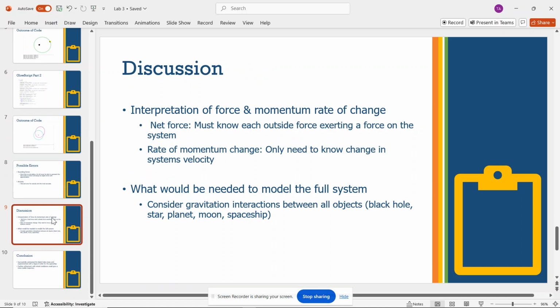And for the last question, what would be needed to model the full system? We'd have to consider other forces like gravitational interactions between all the objects, such as the black hole, the stars, the planets, the moons, and the spaceship.